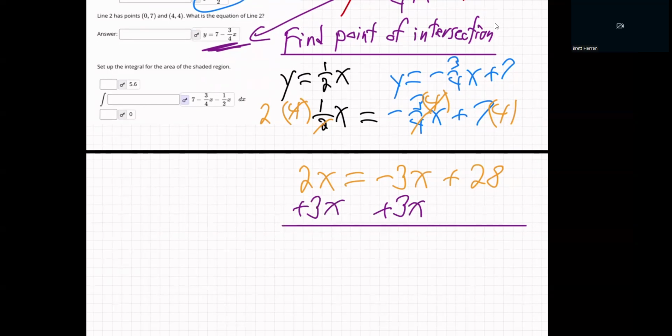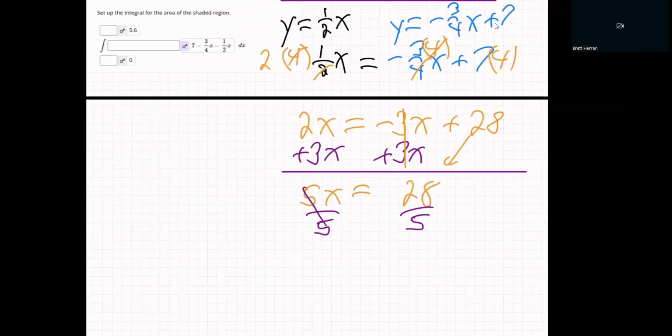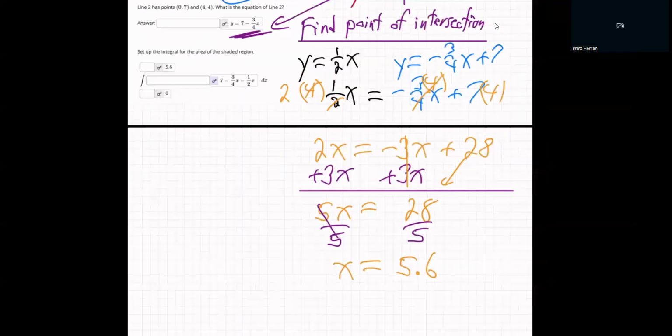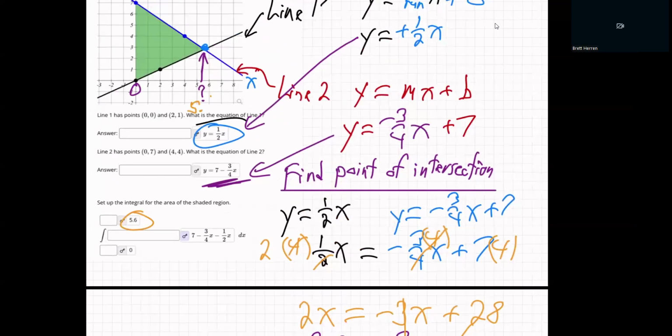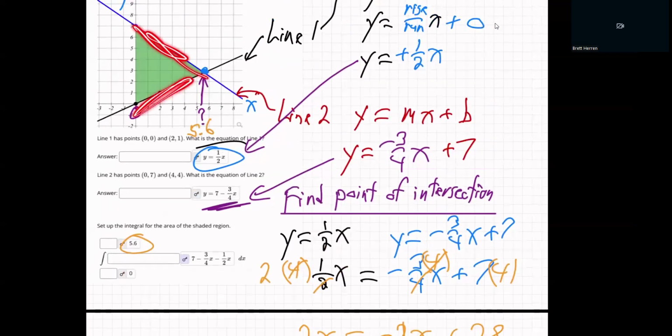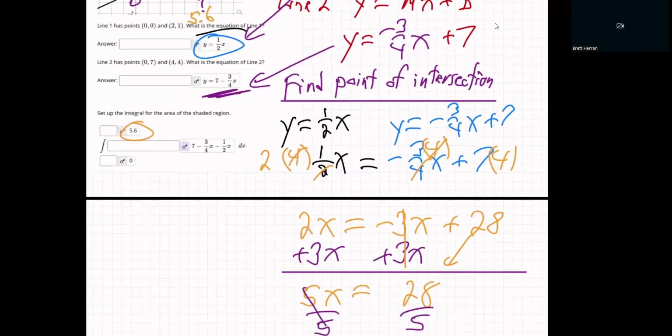Add 3x to both sides. We've got 5x equals 28. Last step to get x alone, divide by 5, boom. So x is 28 over 5, which is 5.6. If you check it on the decimal, that's what they got. That's that point of intersection, at 5.6. So the integral needs to go from 0 to 5.6 of the top function minus the bottom. When you want the area in between two things, you've got to take the top minus the bottom.